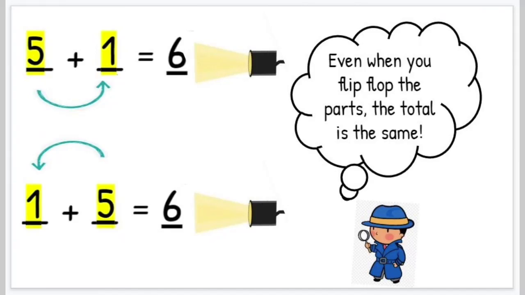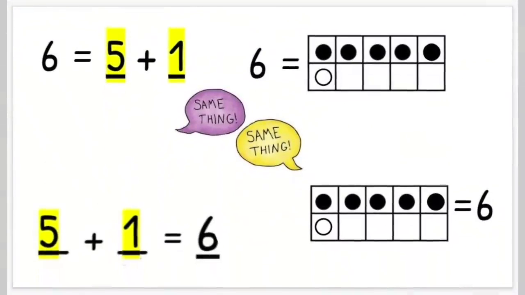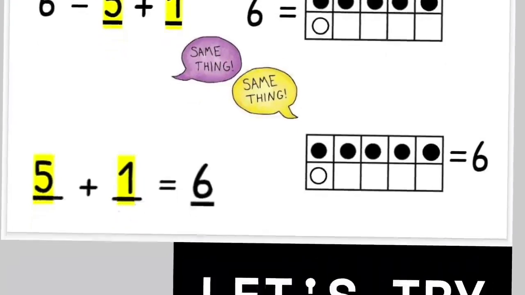Again, we can see here that if we turn around the parts or flip-flop the parts, we get the same whole amount. We can check to make sure that it is true that 6 is the same thing or equal to 5 plus 1 more. Or we can rearrange it where we say 5 plus 1 more is the same thing as 6.